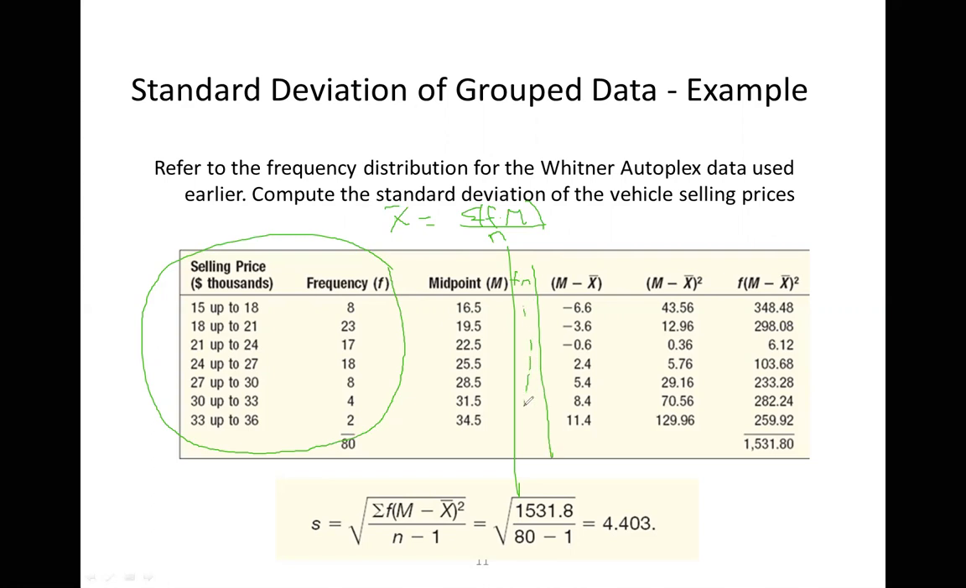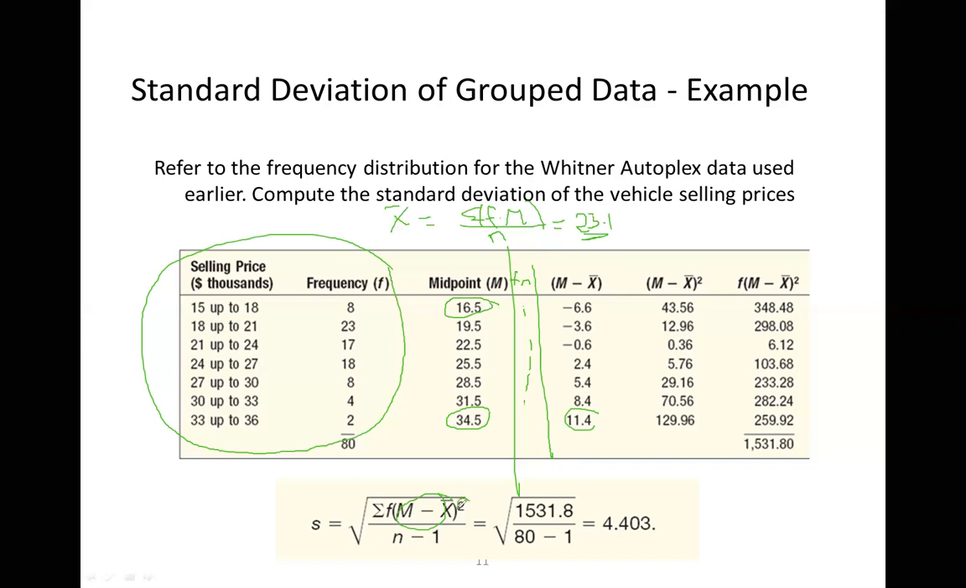The last example, we have F times M, and then we calculated those values. So now to calculate the variance using this formula, I have to find M, the midpoint, minus x bar. So each value of the midpoint minus x bar, and we said the x bar in our application is 23.1. That's the value of x bar. So M minus x bar, each value of the midpoint minus the x bar: 16.1 minus 23.1 equals negative 6.6, and so on to the last value, 34.5 minus 23.1 equals 11.4. That's M minus x bar.